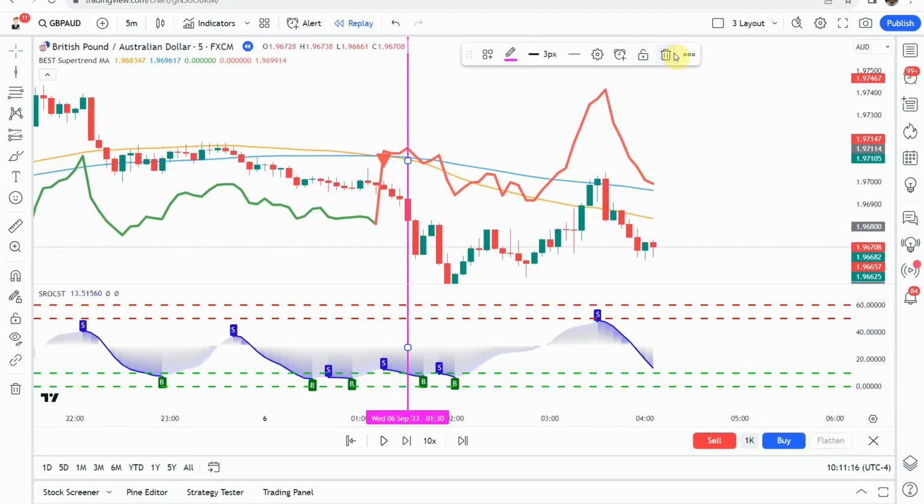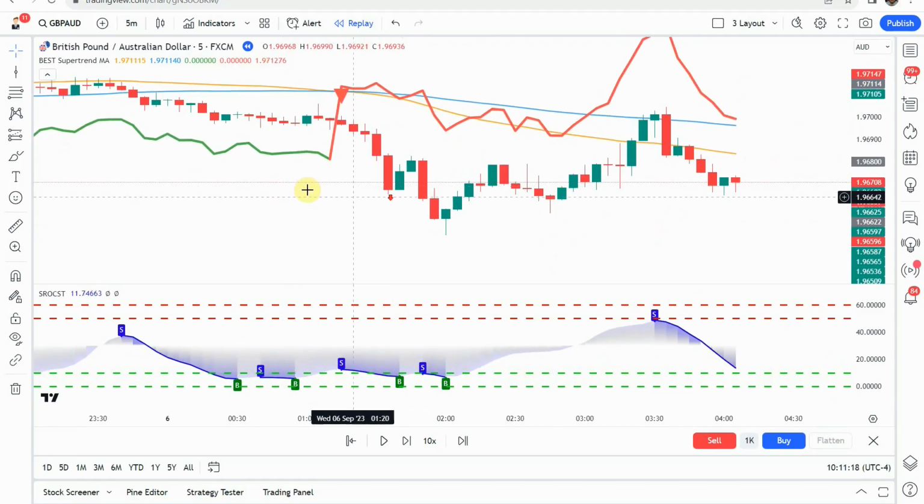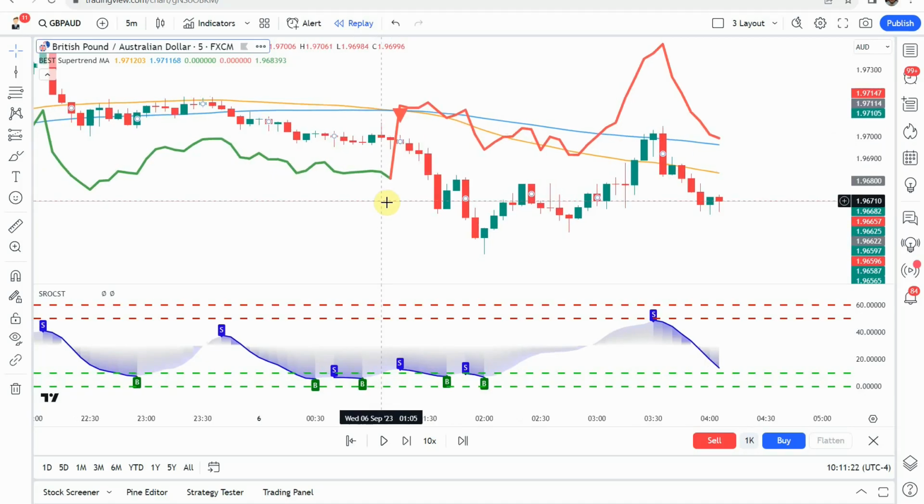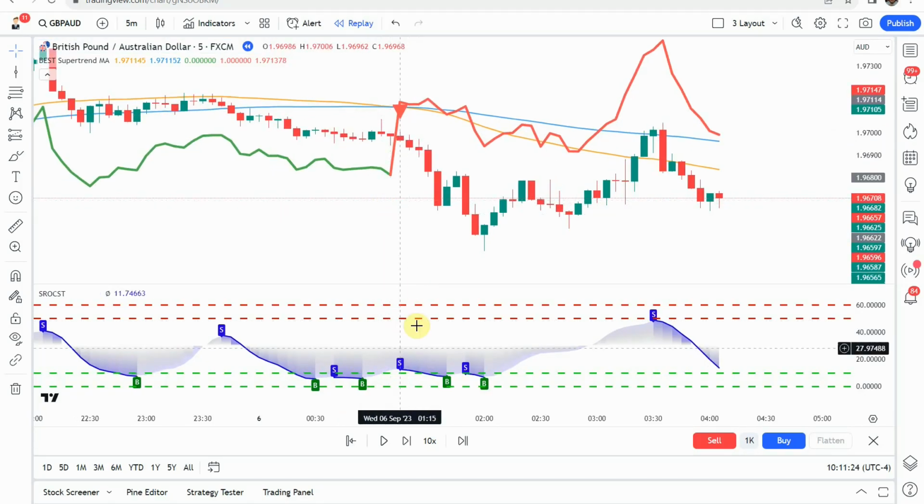A short position is the opposite. Obviously, we get a red arrow like this right here. And then what we're looking for is a sell tag on the stochastic.